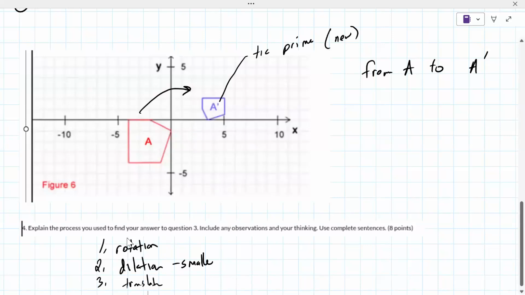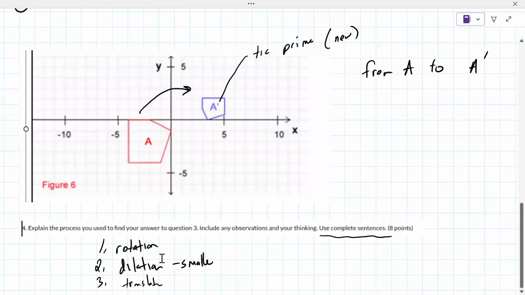So when your instructor says here to use complete sentences, you have to do what they say, right? You can't just say the list here. So you might say something like, the transformations, it's basically the words from part three. The transformations from the red figure to the blue figure include a rotation, dilation, and translation. You could go beyond that and then talk about why it's a rotation, why it's a dilation, and why it's a translation.